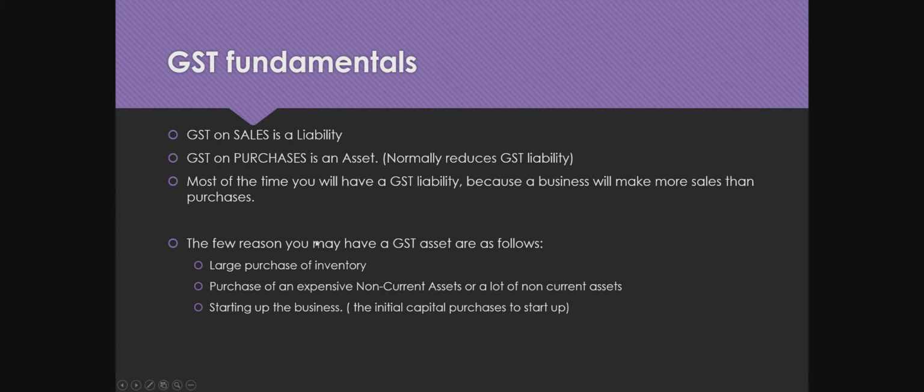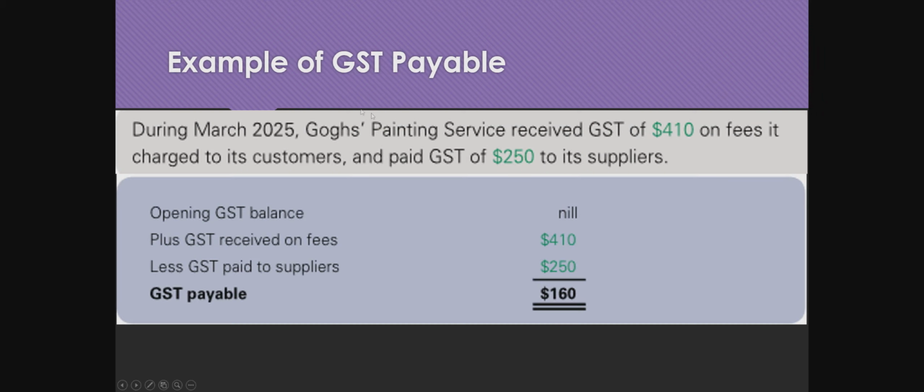The few reasons you may have a GST asset could be because of the following. There was a large purchase of inventory, purchase of expensive non-current assets, or a lot of non-current assets, or because you just started the business, so you haven't initiated any sales yet, and you just made a whole heap of purchases. So, examples of GST payable.